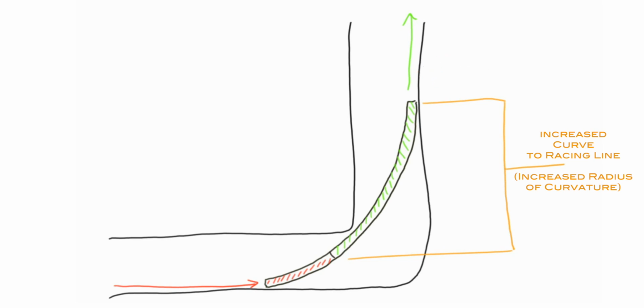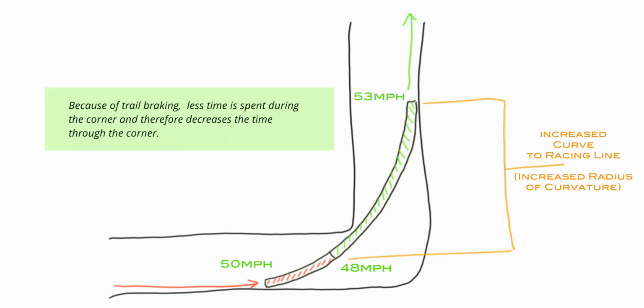So to summarize, the car approaches the corner utilizing threshold braking. It enters the corner at 50 miles per hour, and the acceleration zone is entered at 48 miles per hour. The radius of curvature increases due to the increased car speed to accommodate the grip, and then the exit speed is 53 miles an hour. Although it's the same exit speed as the previous example, because of the trail braking zone, less time is spent in the corner, which decreases the time through the corner.